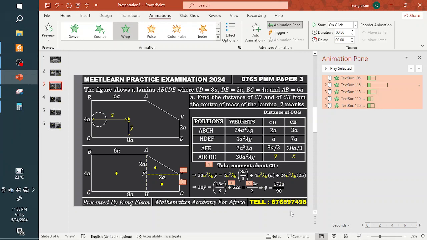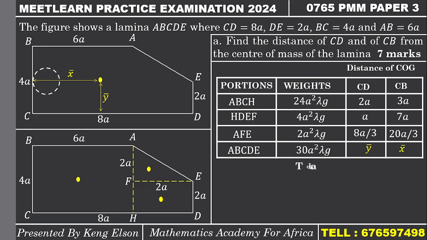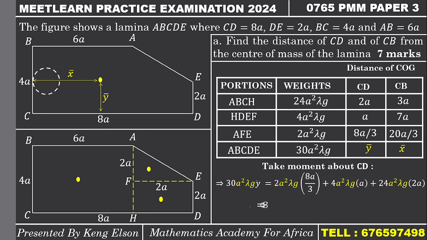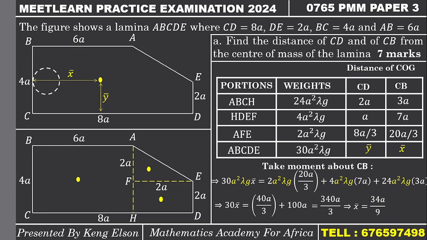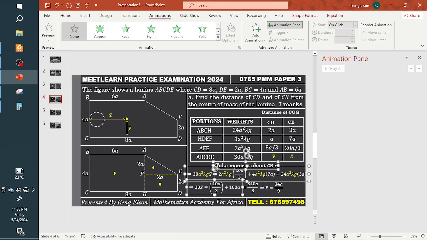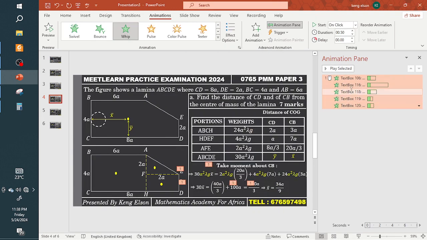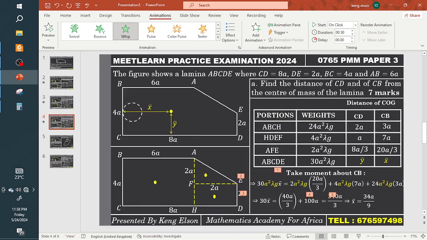There's a bar missing on this one. I don't know why it does not appear. Let's see. Anyways, now the next slide, we take moment about CB, about this. We take this. Then we animate. Take start on click. We play and see.